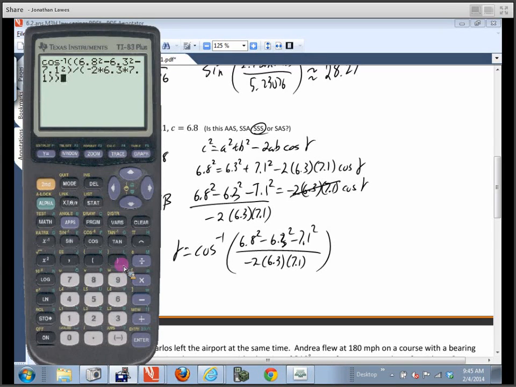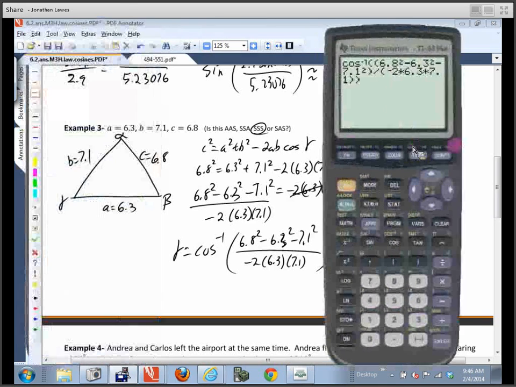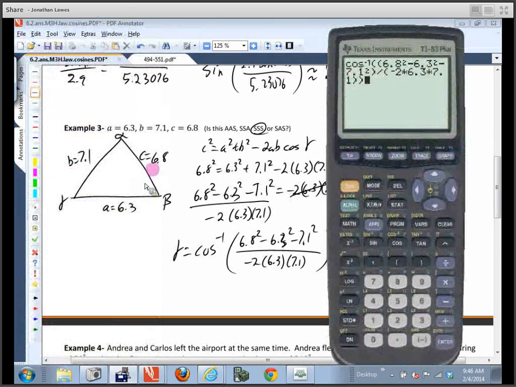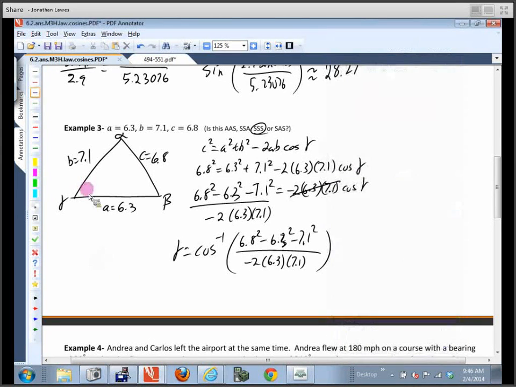What type of answer were we expecting? We're expecting an acute angle. Well, let's see, if I was finding alpha, that would be the smallest angle. This is the medium side, so it should be somewhere right around 60, and let's see what we get. 60.64, okay? So 60.64 degrees. Any questions?